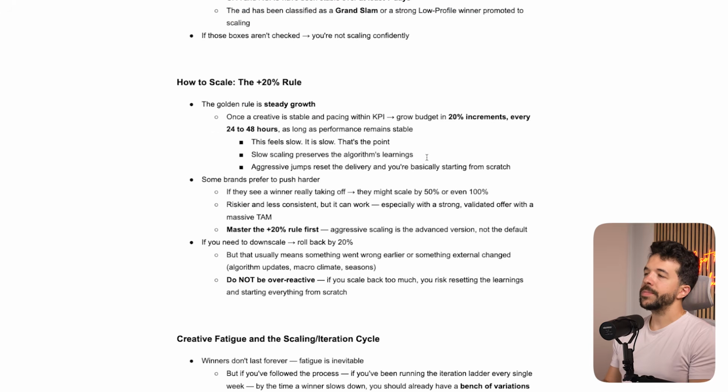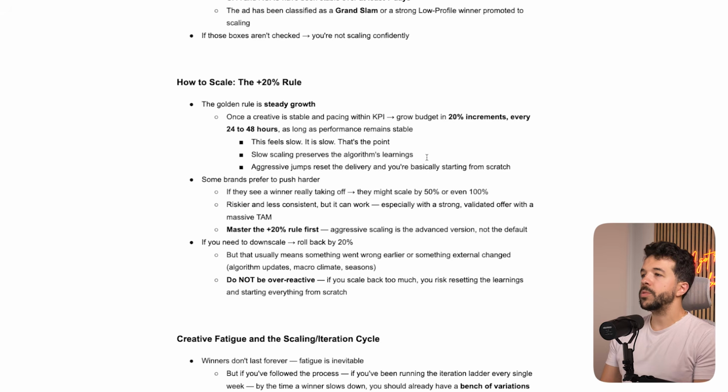Now, how to scale? 20% rule. This is the golden rule for steady growth. Once a creative is stable and pacing with KPI, you want to grow the budget in 20% increments every 24 to 48 hours as long as performance remains stable. This feels slow. It's slow. That's the point. Slow scaling preserves the algorithm learnings. Aggressive jumps reset the delivery, and you're basically starting from scratch.